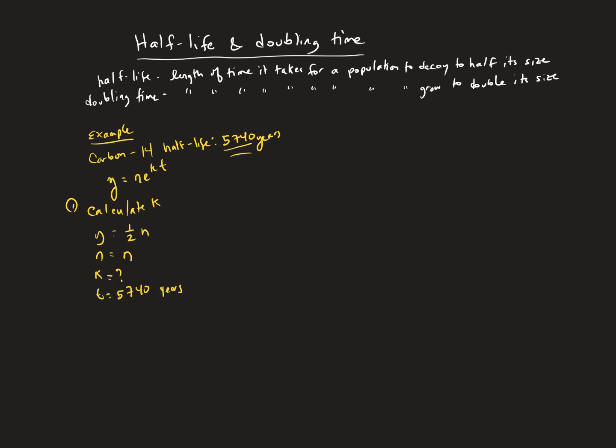So now I can plug this into the continuous growth and decay formula, and solve it for my k. So the first thing I would do is divide by n. Take the ln on both sides.